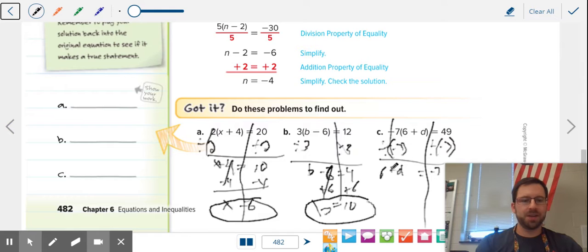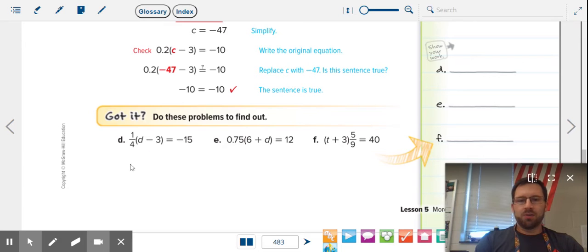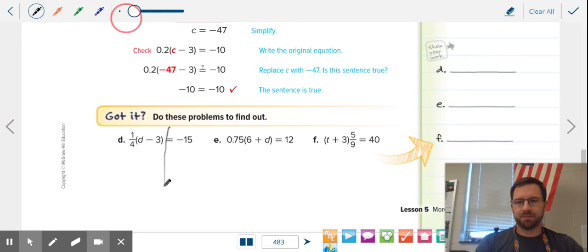That's a little confusing. I have to get rid of a positive thing over here. The opposite of positive 6 is negative 6. That's another thing to get tripped up on. Positive d comes down, plus d, positive d, same thing. Negative 7 minus 6 is negative 13. Let's check it. 6 plus negative 13 is negative 7. Negative 7 times negative 7 is positive 49. Bam, nailed it.